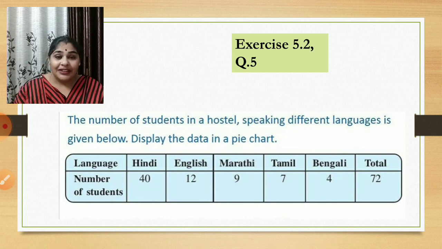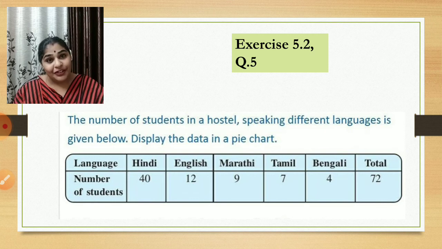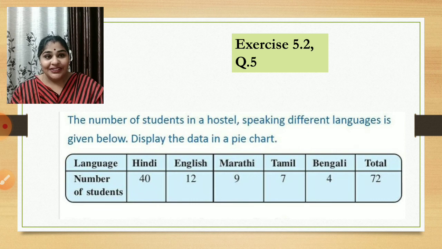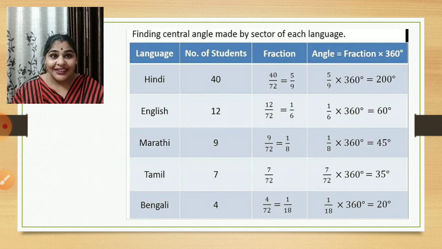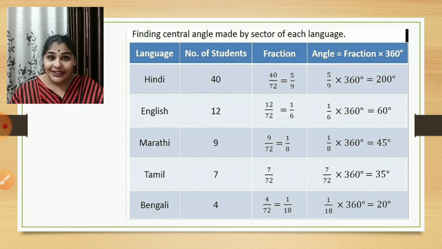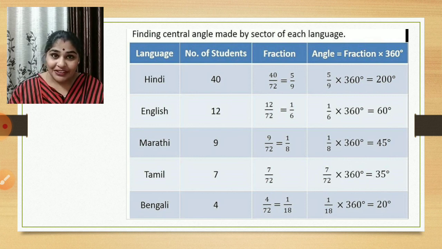So this is the table given to us. Total is also given, that is 72 children are there total. So that will help in finding the fraction. So let us first draw the table. This is the central angle we are going to find. Okay, we have made a table. First column is language, number of students, second column, which is already given to us. Now third one is, first we will find the fraction, and fraction is number of students upon total number of students. So first for Hindi language it will be 40 upon 72.